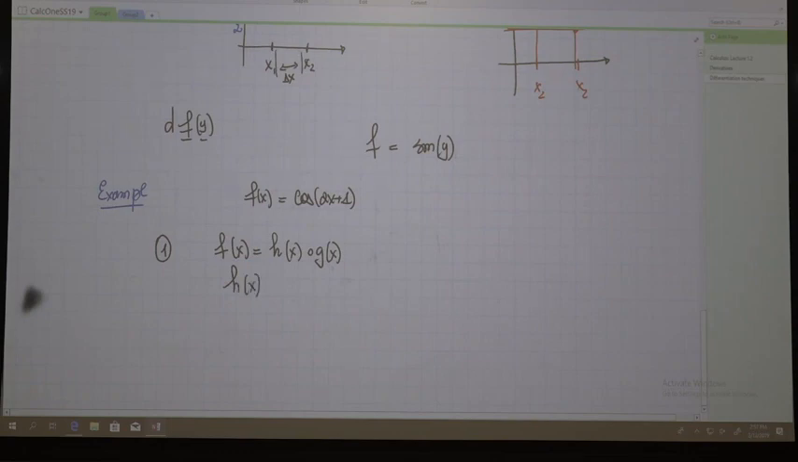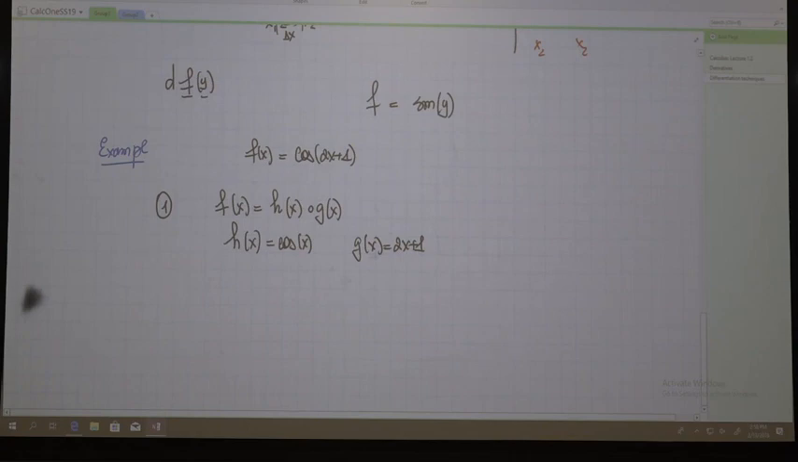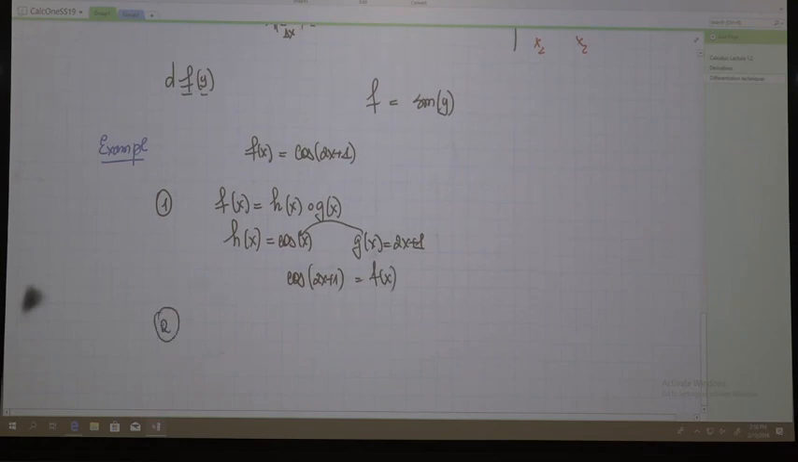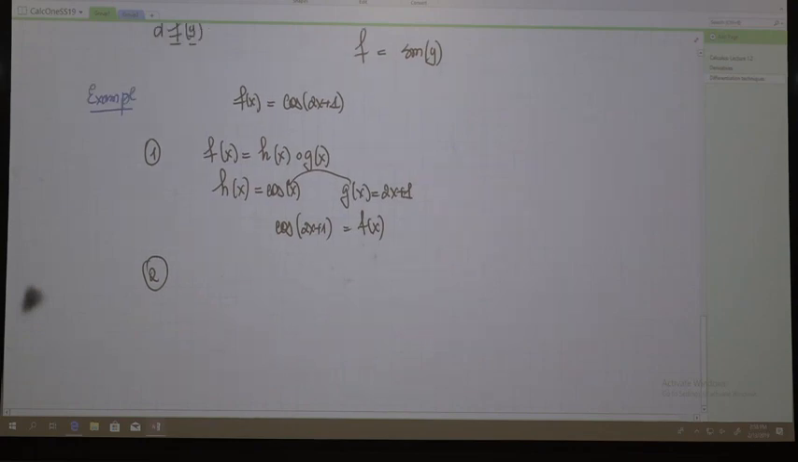So h is always the outer function. h of x is equal to cosine of x, and g of x is equal to 2x plus 1. How can I check whether I'm doing everything correctly? I just need to substitute g of x inside h of x, so I substitute this x with g of x. Let us substitute: cosine of 2x plus 1. Correct, this is f of x, right? Our decomposition is correct.